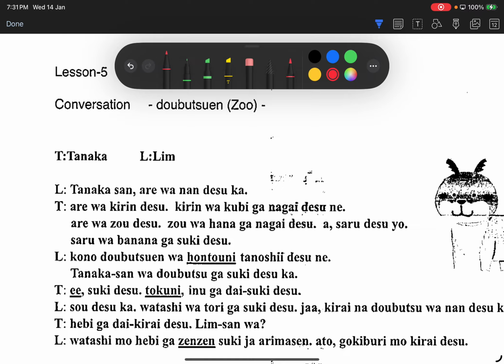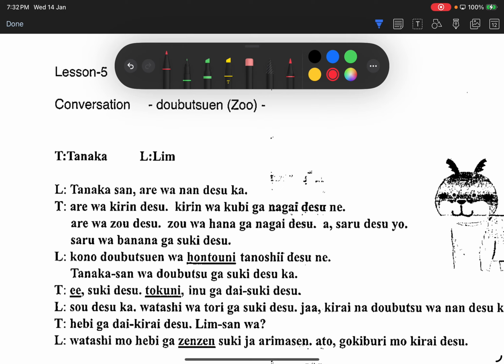So kirin is our subject here. The object is the neck. The reference object here is the neck. So giraffe neck ga nagai. So nagai means long. So giraffe neck is long. About the giraffe, the neck is long. If the giraffe, they can see it, then why are wa and not sore wa, if they can see it?